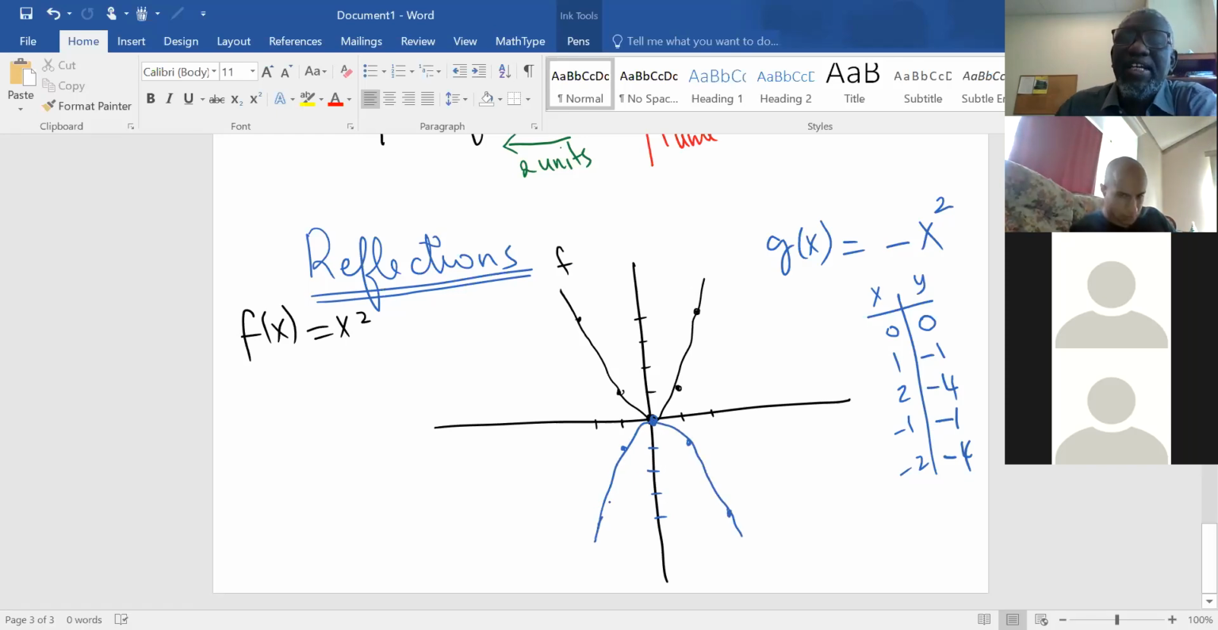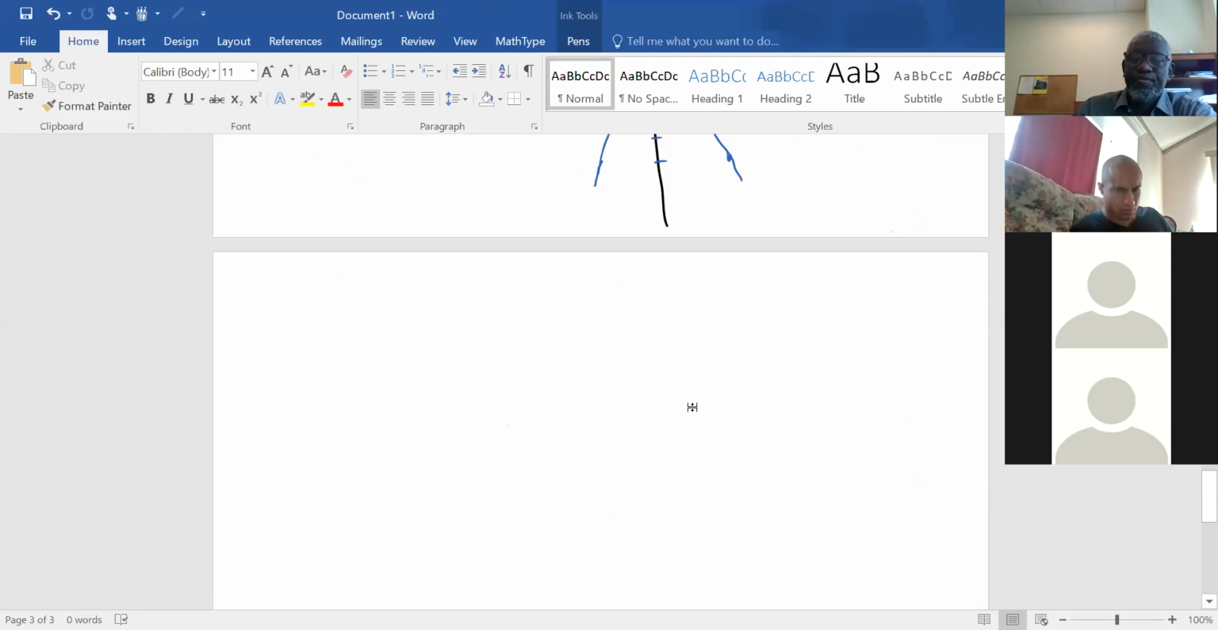What does it look like? What have we done to the black graph to get the blue graph? What transformation did we do to it? Flipped it, mirrored it. We reflected over what axis? The x-axis, right? And this is what's always going to happen. When you have a negative sign, if you want to graph the opposite of the function, you don't have to repeat the work. You just flip it over the x-axis, right? Okay, so that is our next transformation.